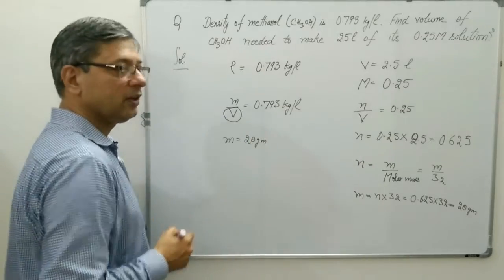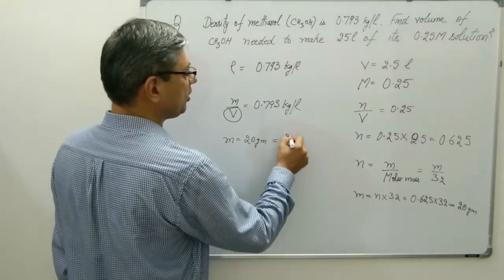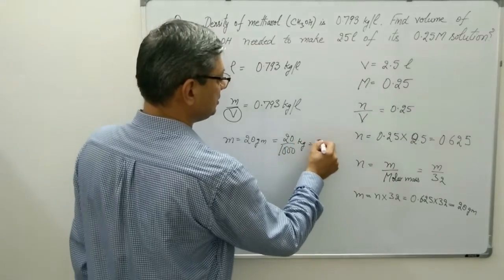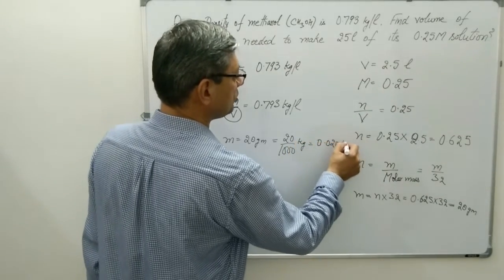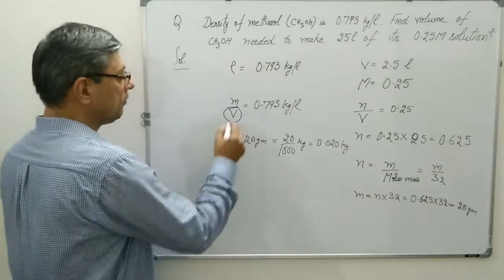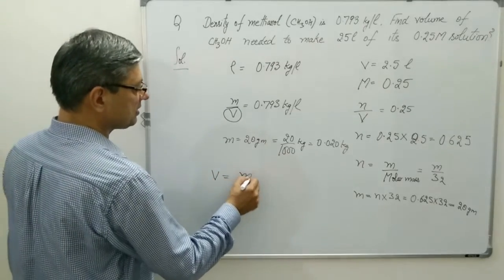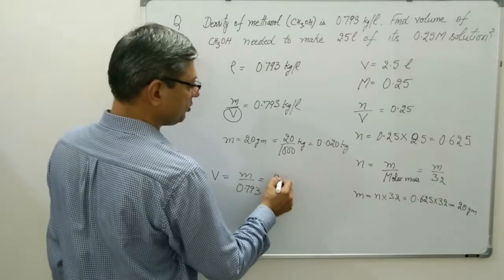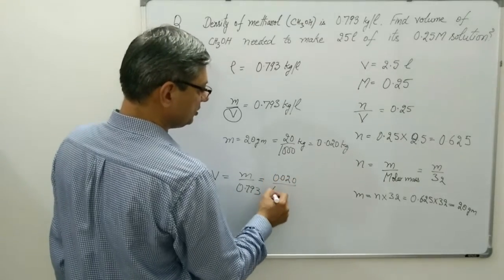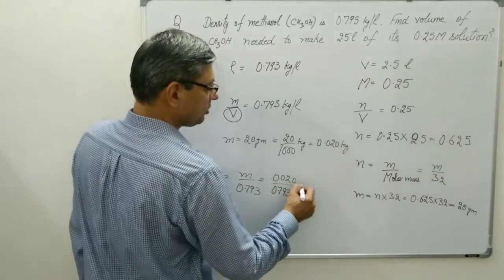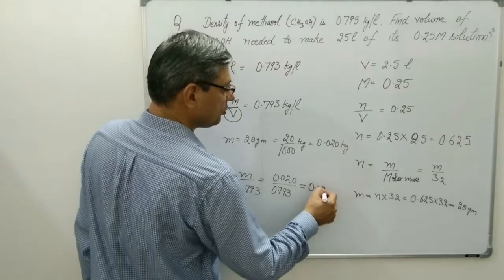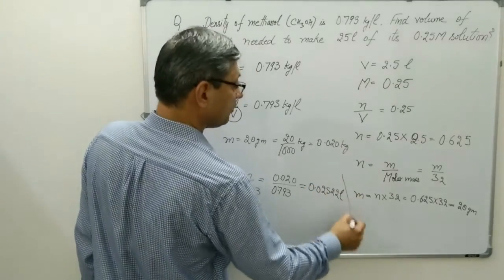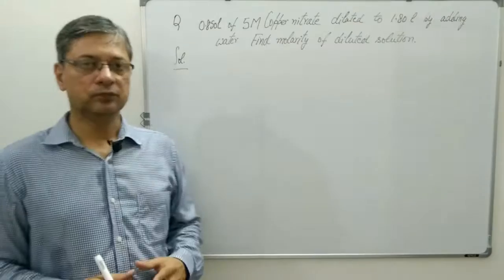Here density is given in kilograms, so let us convert it into kilogram. 20 upon 1000, that is 0.020 kilograms. Volume will be equal to mass upon 0.793, and mass is 0.020 upon 0.793. Solving we get 0.02522 liters of methanol.